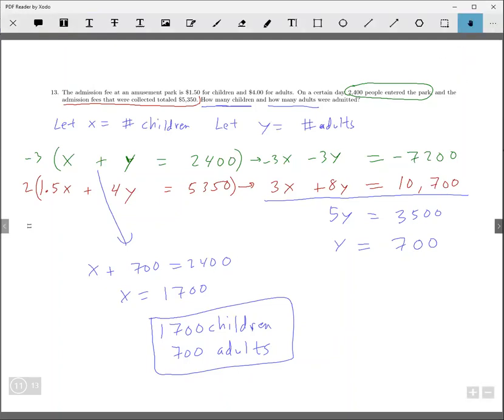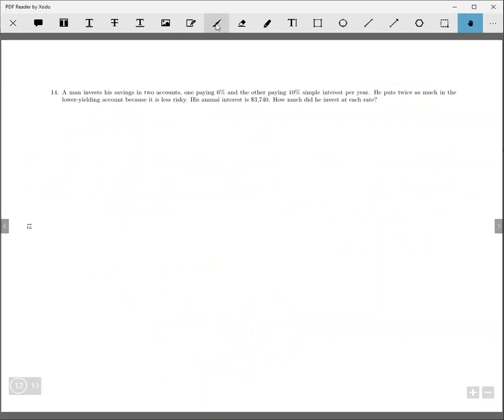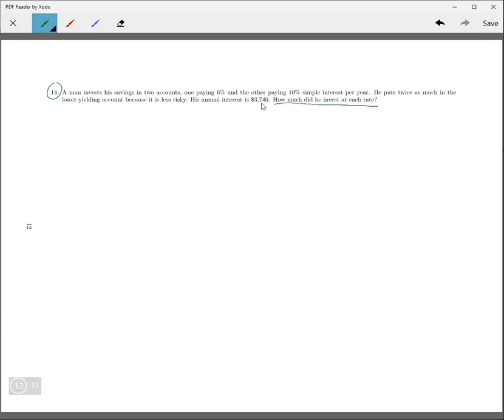Okay, great. Number 14. So here we have money, so we're going to go green. A man invests his savings in two accounts, one paying 6%, the other paying 10% simple interest per year. He puts twice as much in the lower yielding account because it is less risky. His annual interest is $3,740. How much should he invest at each rate? Okay, so this is the question right here.